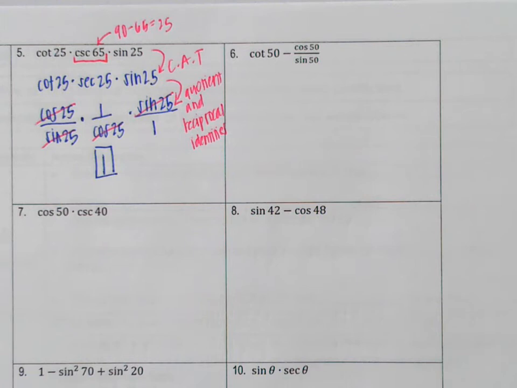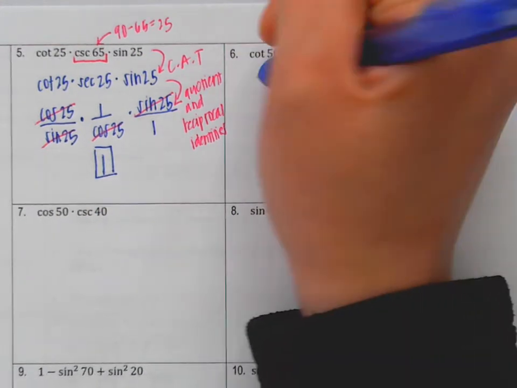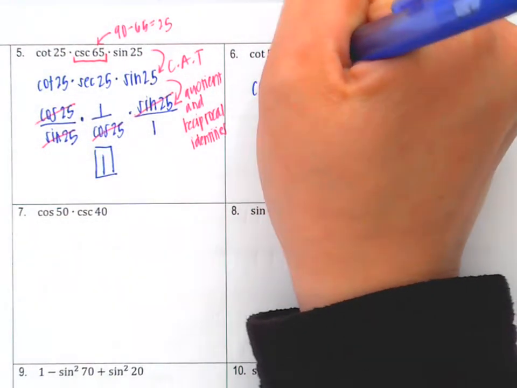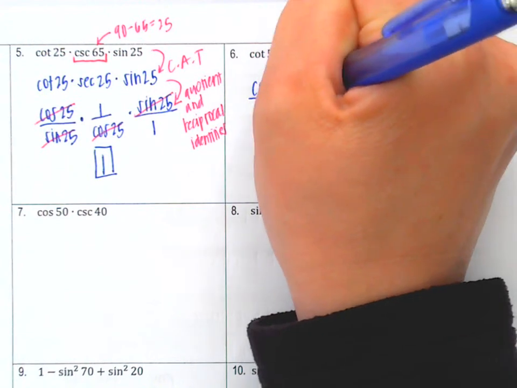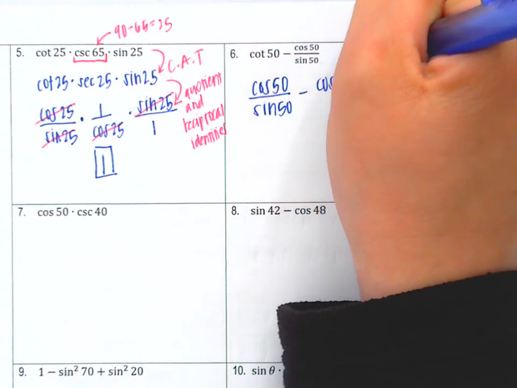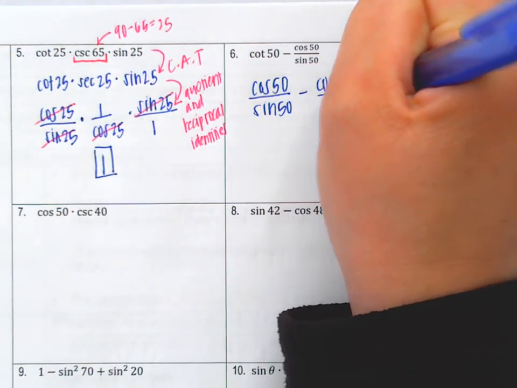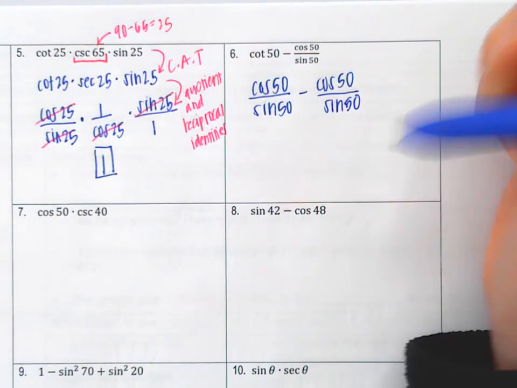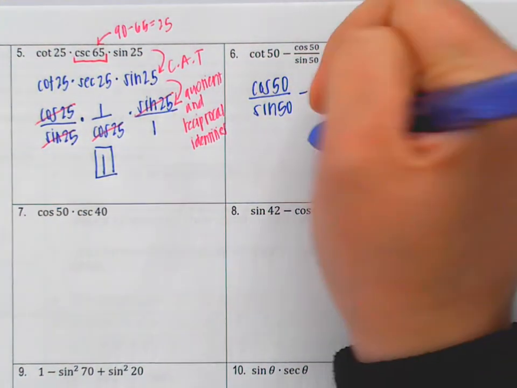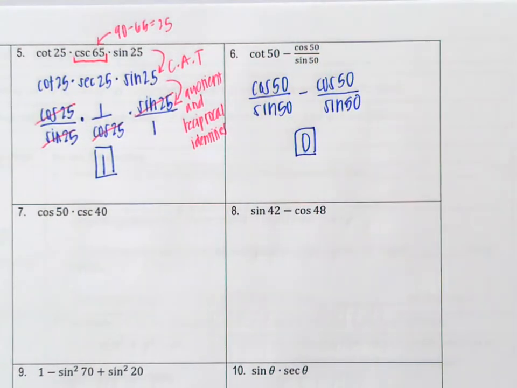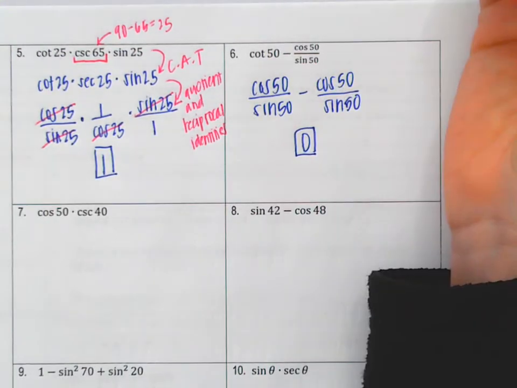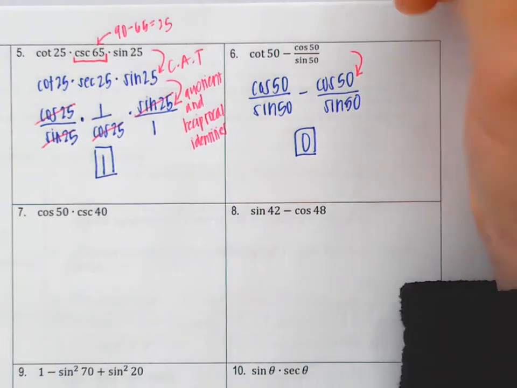First thing I notice, okay, my angle measures are the same. Great, and nothing is squared. Cool. So what I go in is changing everything in terms of sine and cosine. Well, cotangent 50 is the same as cosine 50 over sine 50. And then we have cosine 50 over sine 50. Well, what's anything minus itself? 0. So all I did was I used the quotient identity here.